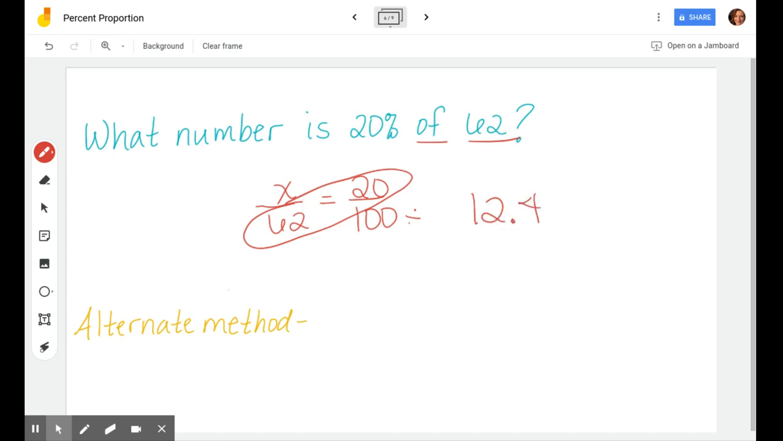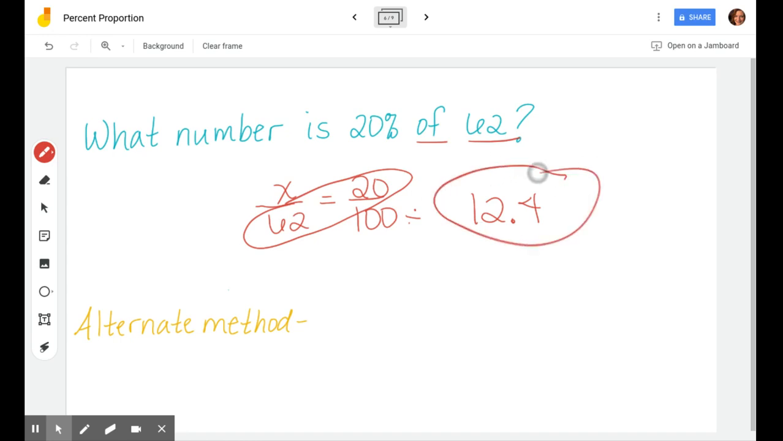20%, that's a lot less than half even. So I need my answer to be quite a bit less than half of 62. So I think 12.4 is a reasonable answer. I would recommend always kind of checking yourself like that, because that'll help you avoid, did you accidentally multiply where you should have divided or something like that.